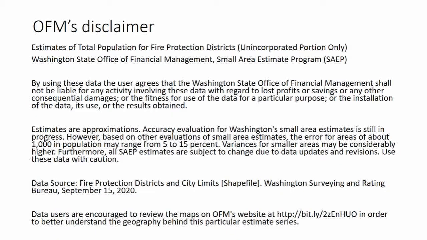So when the folks in Washington produce these population estimates, they do produce them with a disclaimer. You know, so this is an example.